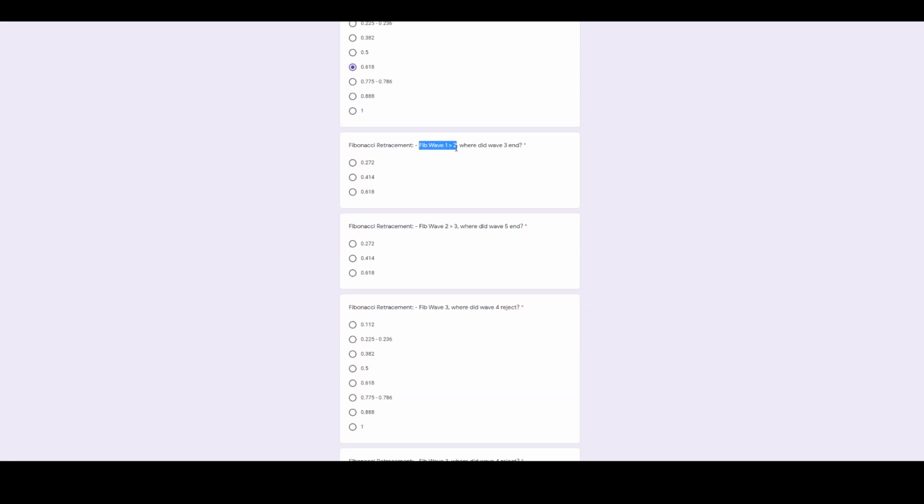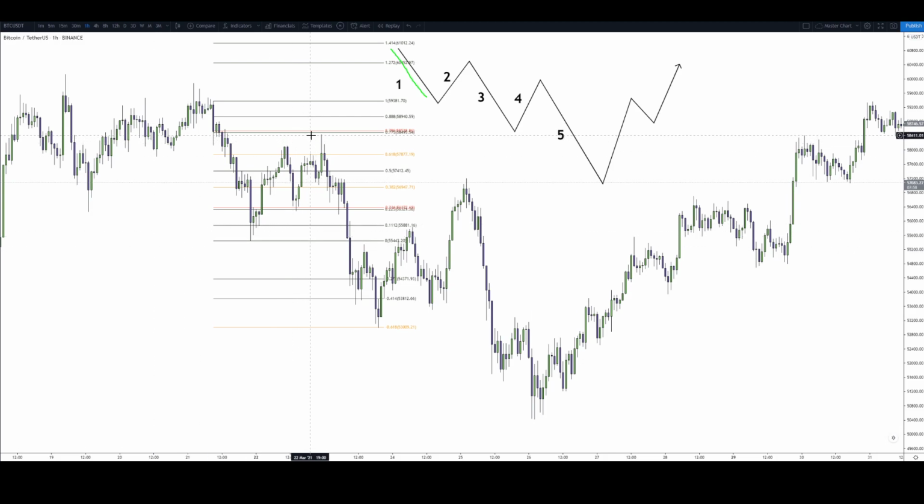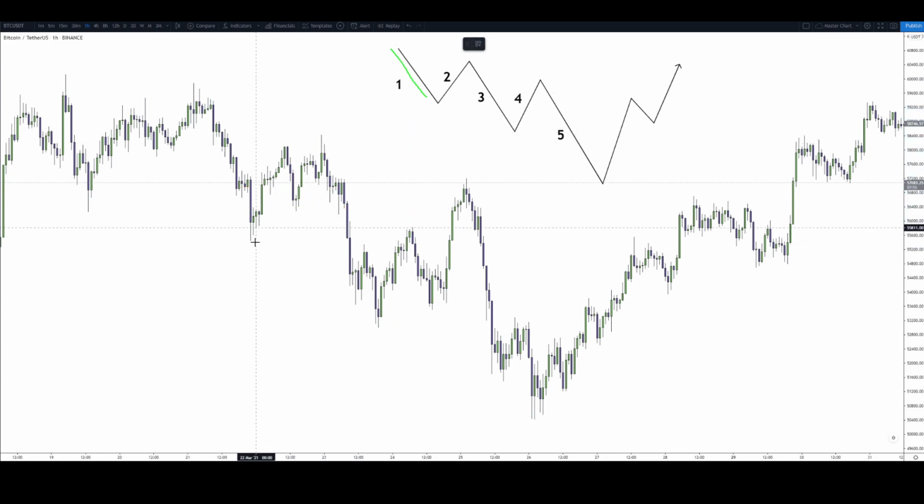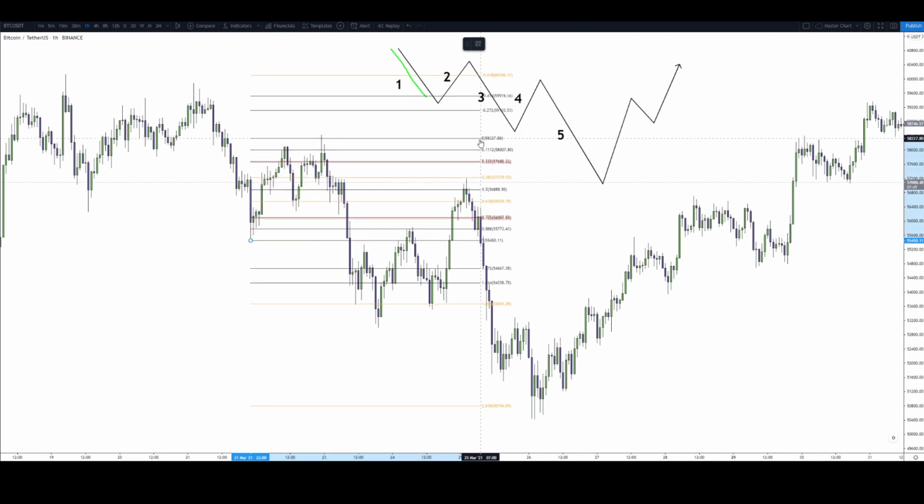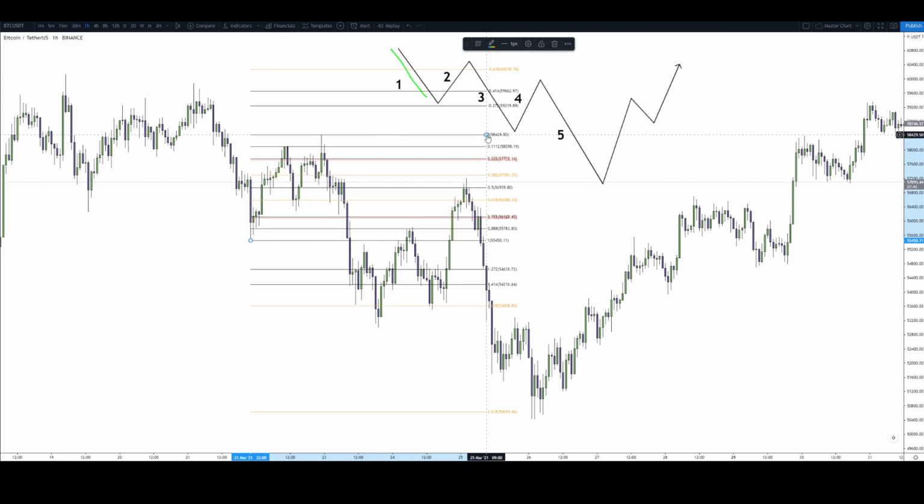So fibbing from wave 1 to 2, or you could just say fibbing wave 2, where did wave 3 end? Alright? So what we want to do is delete that, and then redraw from the low of wave 1 to the high of wave 2. And we'll just drag it across. Where did it bounce? Where did it finally find support? So we can see here, once it loses the low, that there was 3 levels of support on the way down. It's the 1272, the 1414, and the 1618, right? And we got support off the 1618 before we bounce back up to the 382 here. So gold to gold.